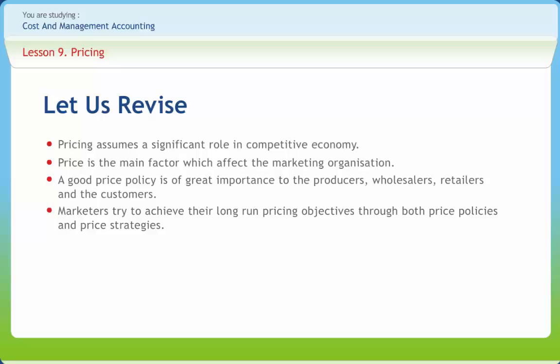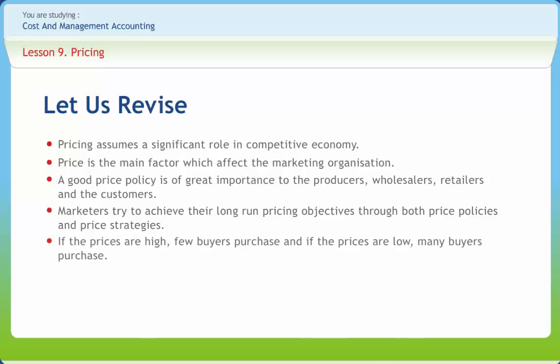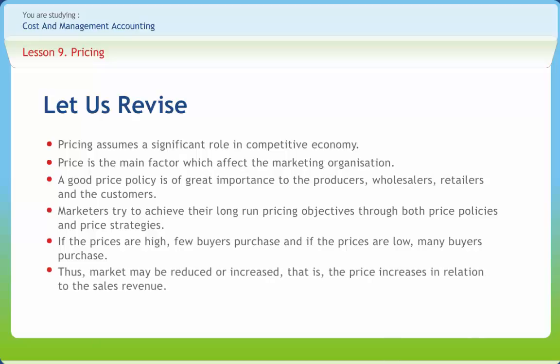Marketers try to achieve their long-run pricing objectives through both price policies and price strategies. If the prices are high, few buyers purchase, and if the prices are low, many buyers purchase. Thus, market may be reduced or increased, that is, the price increases in relation to the sales revenue. Thus, pricing is a critical situation. Therefore, a sound pricing policy must be adopted to have a maximum sales revenue.